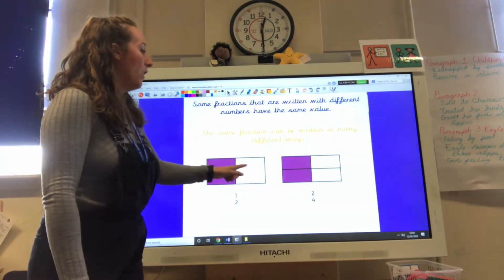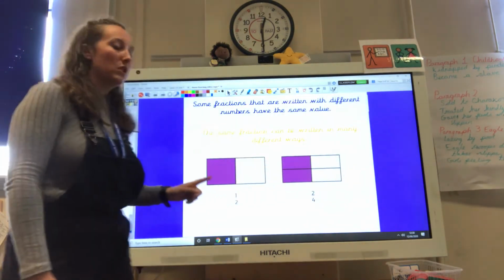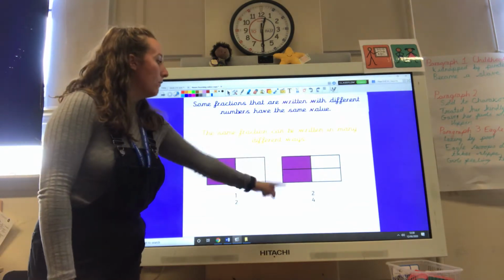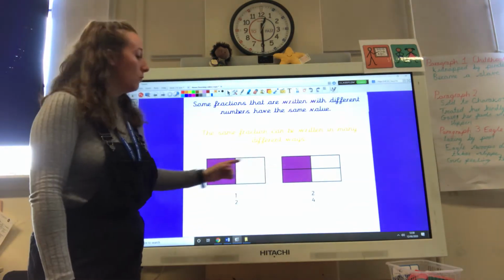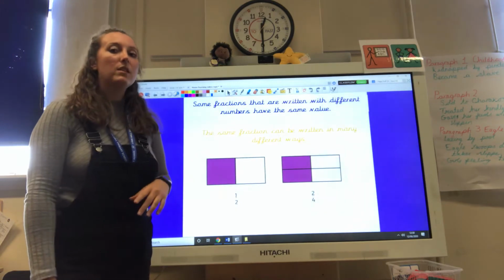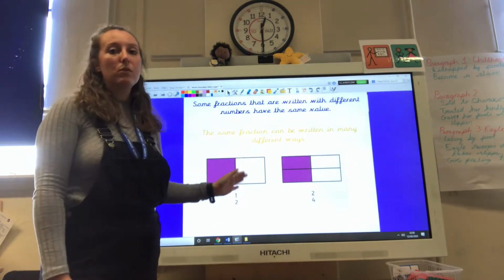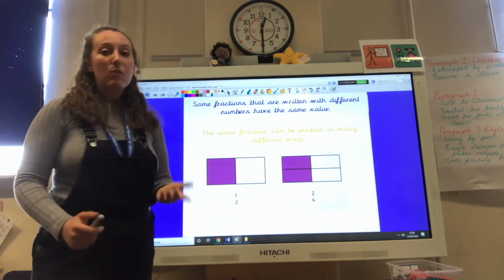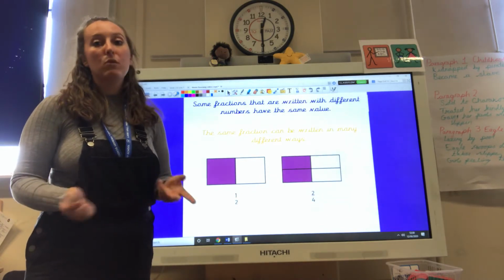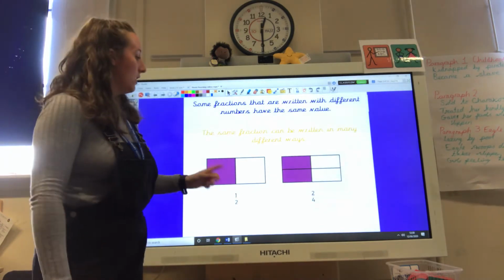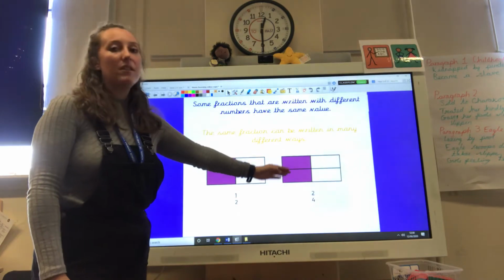So here I have 1/2 and here I have 2/4. They are worth the same amount when you look at the pictures. So 1/2 is the same as 2/4. We can compare the two models because they are the same size. If you want to compare fractions using pictures, your models must be the same size beforehand. So we can see 1/2 and 2/4 are the same amount.